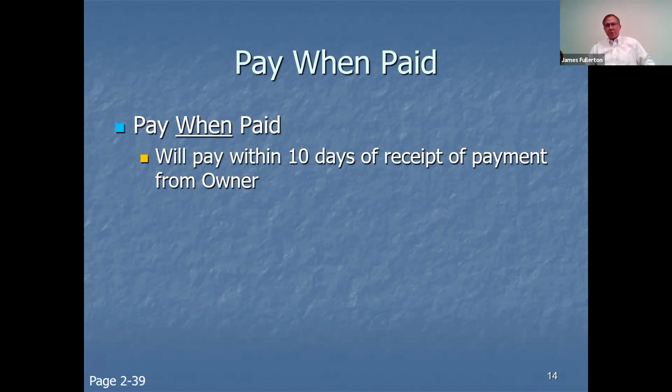The federal court decided in that case, no, if the parties intended receipt of payment to be a condition precedent to the GC's obligation to pay the sub, they could have said so. They didn't. This is just a timing clause. And if the GC never receives payment from the owner, the GC is still obligated to pay within a reasonable period of time. How long is a reasonable period of time? I don't know. That's one of the things I get paid to argue about.